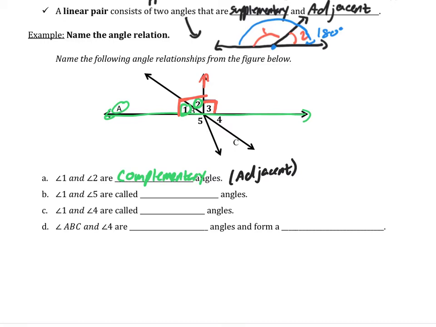Okay, angle 1 and angle 5. So I always want to eliminate the option of speaking about these angles with regards to their measurements. So complementary, supplementary, linear pair, because they talk about measurements, so 90 or 180 degrees. Those are the ones that we want to use first if we can. But I don't know that 1 and 5 are complementary, 90 degrees, and I don't know that they're supplementary either. So all I know is that they are adjacent. They are next to each other. They have this shared ray right here.